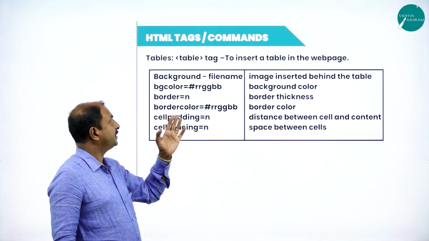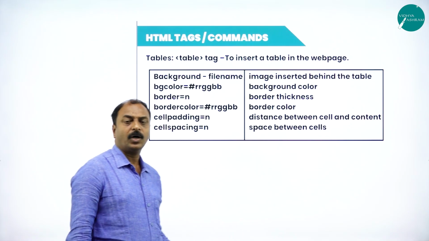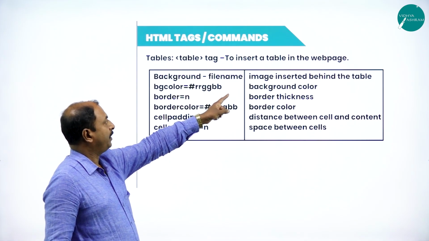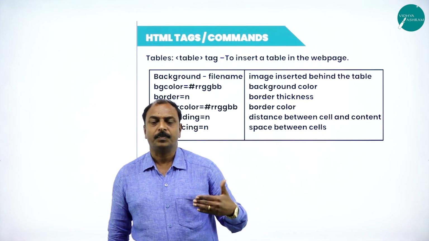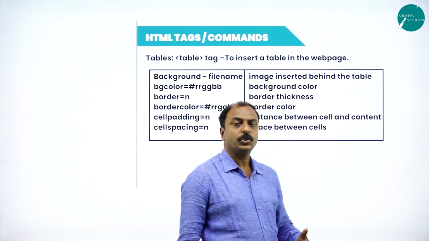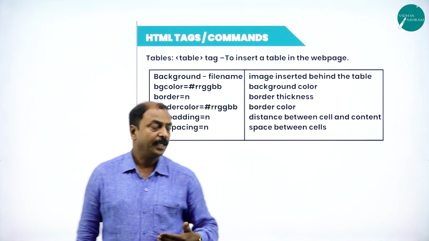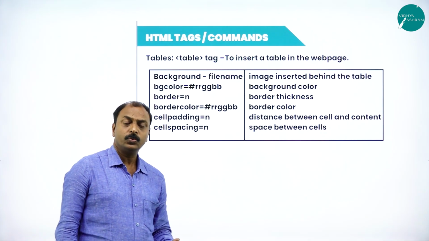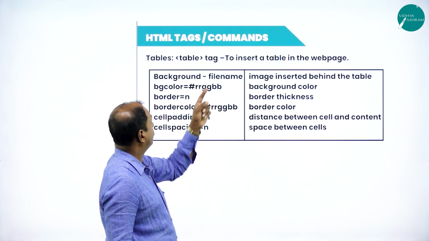Here we can see other attributes that can be used inside the table tag. Now here, background file name: an image inserted behind the table. In our previous session, we learned a tag called background, which is used to insert an image for a web page. Similarly, the background attribute can also be used inside a table tag to get a background image for the table.